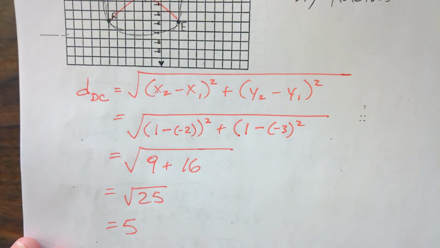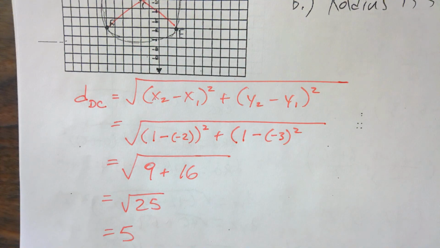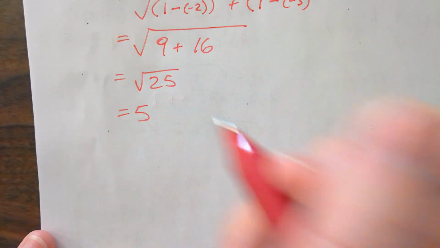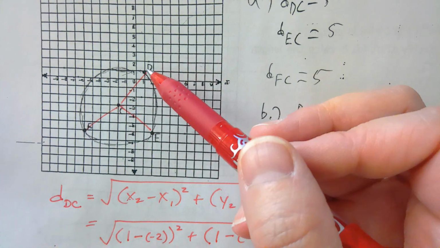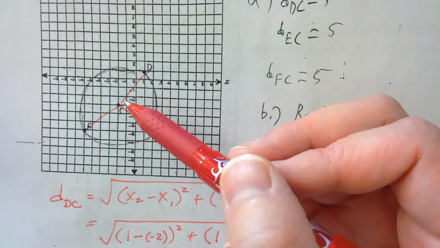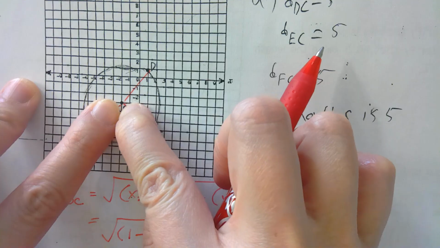All right, you do the same thing for DC, EC, and FC, and you'll see that all of them give you a length of 5, so you know that that point is the center. But the radius is 5, so wouldn't it be 5 to the power of 2? Okay, so the radius, if you take a look at this as well, you just found the length of this line, which is essentially the radius of your circle. So you know that the radius is 5.